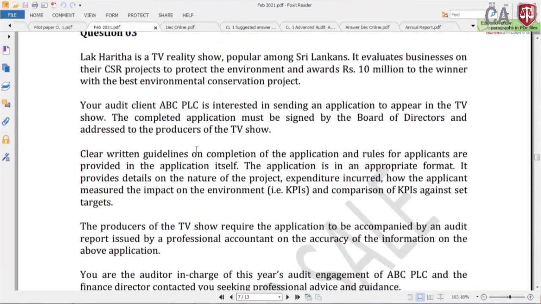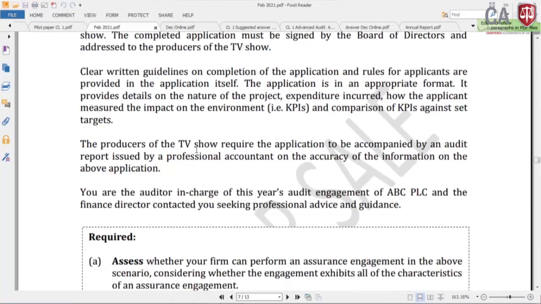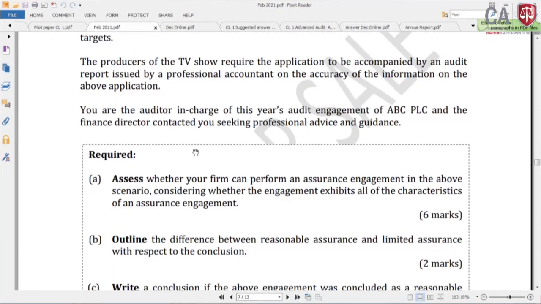February examination paper also, I am not going to read the question paper, but look at the required section. Assess whether your firm can provide an assurance engagement in the above scenario, considering whether the engagement exhibits all the characteristics of an assurance engagement. See how nice, all the characteristics. What are the characteristics? CREST: tripartite relationship, appropriate subject matter, suitable criteria, evidence, and the written report. If all these 5 criteria are prevailing, then that is an assurance engagement. Otherwise, it is a non-assurance engagement.